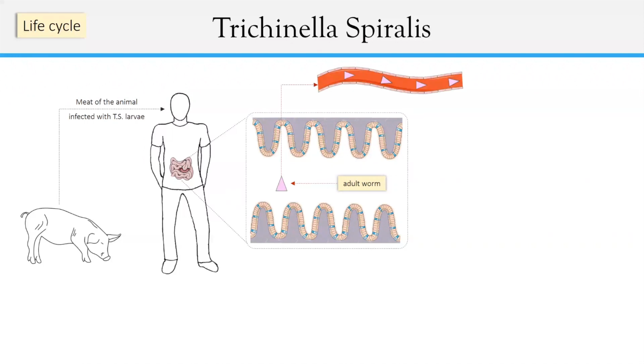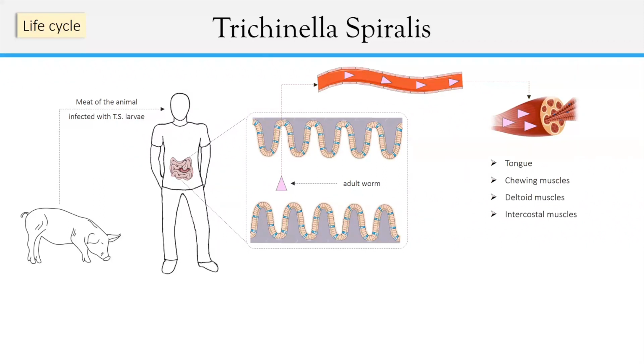Adult worm will give rise to a larva that will migrate from the intestine through blood circulation, not into the lungs but into the muscles. Typically, muscles that are affected are tongue, chewing muscles, deltoid muscles, intercostal muscles, pectoral muscles, diaphragm. 4 weeks after arrival into the muscles, a capsule may be formed around the larva, and inside the muscles encapsulated larva may survive for 25 years.